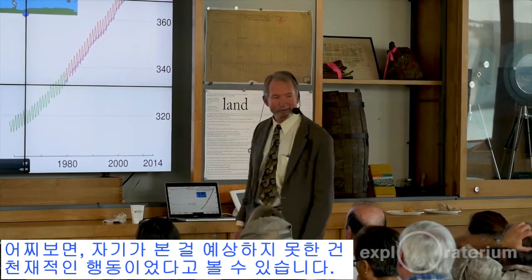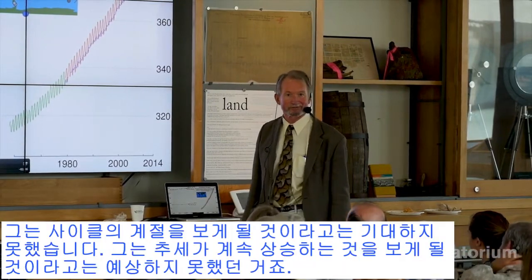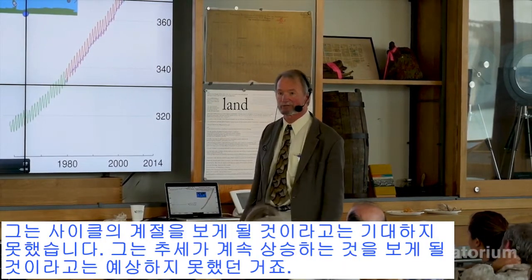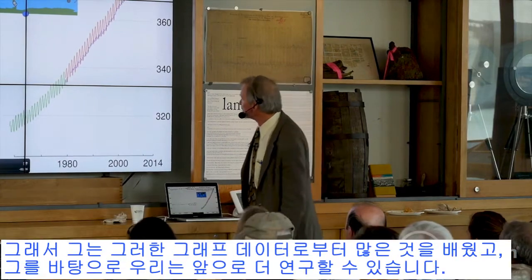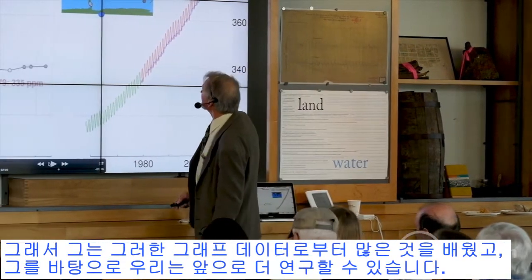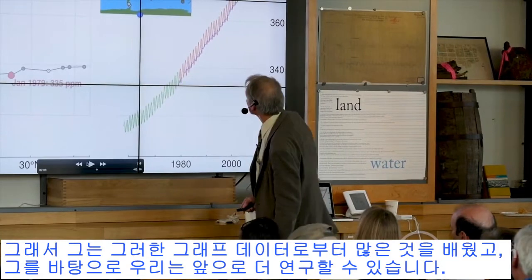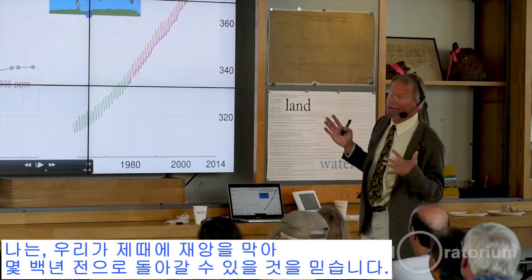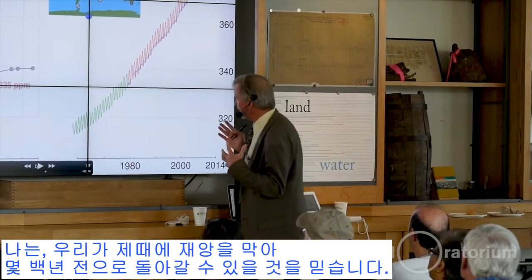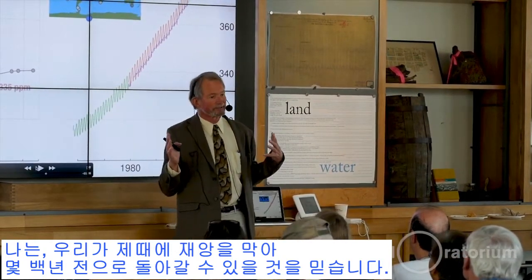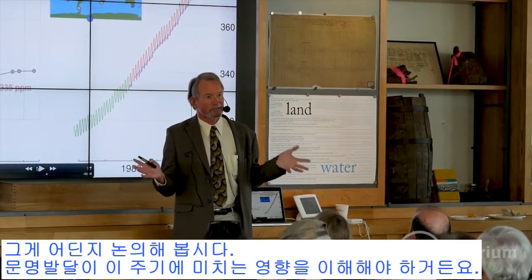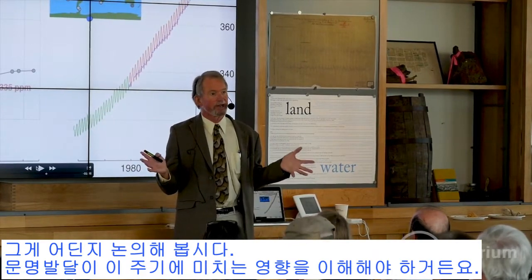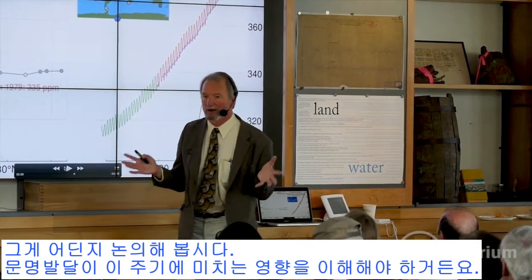He didn't expect to see what he saw. He didn't expect to see the seasonal cycles. He didn't expect to see the trend go up like it was going. So he learned a lot from that, and so did the world, and we've gone forward. Now what's going to happen next, and I hope I can stop it in time, is we're going to zip back a little bit, maybe go back a couple hundred years, and we'll discuss where that is, because I want you to understand the impact of human development on this cycle.